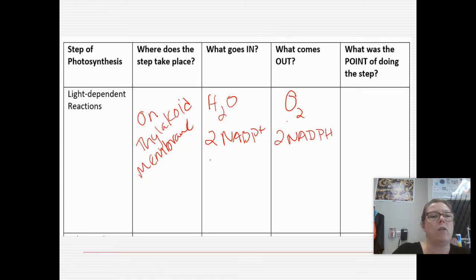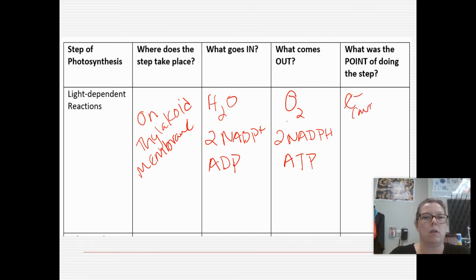All right, so the other thing that's going to go in is ADP, and it's going to be released as ATP. Now, why is this important? We've got electron carriers for building sugar. Later, right? In the next step, we're going to actually build the sugar.